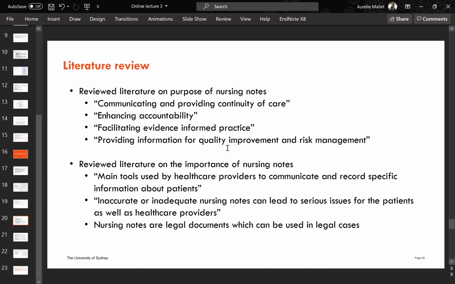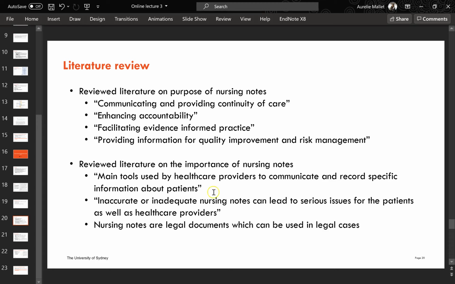And another purpose of nursing notes is to provide information for quality improvement and risk management. So not only can they be used to train nurses, but you can use them to see whether there needs to be any improvement in how they're being written. For example, to see whether a particular person's writing notes could, I don't know, cause risks to patients or something.